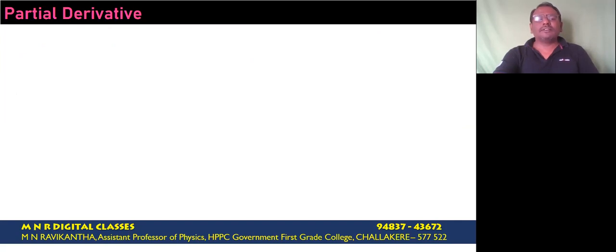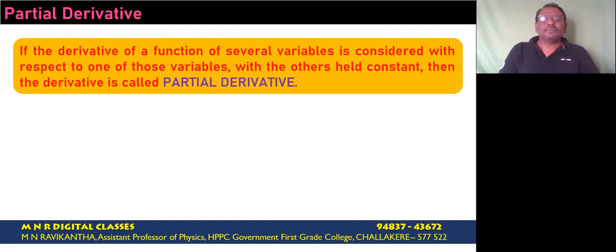Now let us understand the meaning of the term partial derivative. Suppose you consider a point function which is a function of several variables, say in the Cartesian system, a function of three Cartesian coordinates x, y, and z. If you consider such a point function which depends on several variables, then the spatial derivative of such a function with respect to one of the variables while the other variables are kept constant is called the partial derivative.